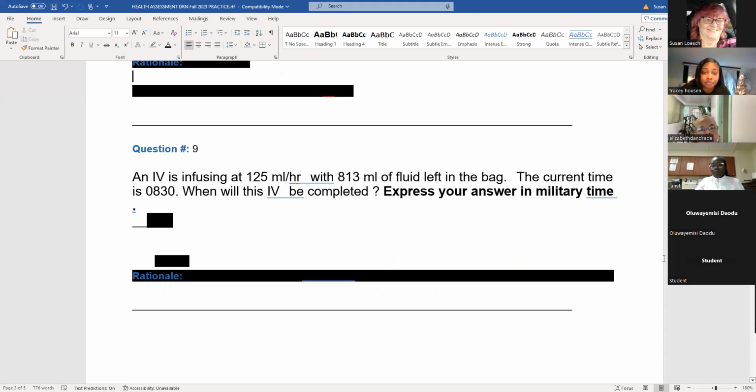Okay, here's the next one. This is asking you when the IV will be completed, so it wants to know what time. In order to determine what time it's going to be completed, you have to determine how many hours it's running. So you're going to need your total volume, which is 813, the rate that it's infusing at, which is 125, and it's currently 0830. So take those numbers, write them down, and I'm going to go to the whiteboard.